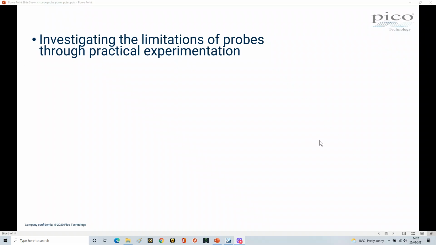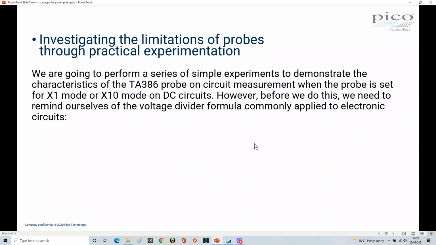Hi again. In this part of the presentation, we're going to do some experiments to find out what the AC and DC characteristics are of the probe, the transfer characteristics. But firstly, we're going to look at the DC characteristics, and so let's just pull this up. We're looking at this when the probe is in ×1 and also in ×10 mode to see what effect it has on circuits and how important it is to understand what's going on so that you can actually choose whether it's a ×1 mode or a ×10 mode that you actually want.